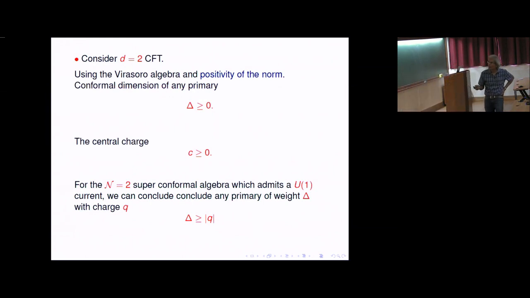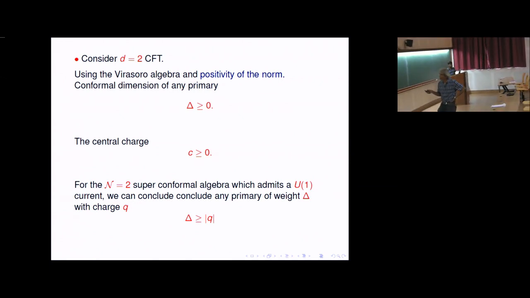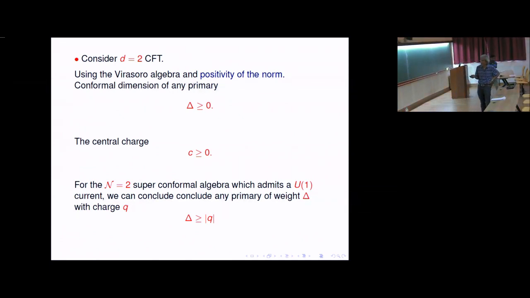So if you recall, most of us are familiar with D equals 2 conformal field theory, and using the Virasoro algebra and just the positivity of norm. These are some things you learned in the initial stages, when you study Virasoro algebra, you can show that using positivity of norm, that the conformal dimension of any primary is greater than or equal to 0. And also using, again, the Virasoro algebra, you can show the central charge is also greater than or equal to 0. Now, if people are familiar with N equals 2 superconformal algebra, which admits a U(1) current, similar algebraic methods show that the dimension of a primary is greater than the charge.